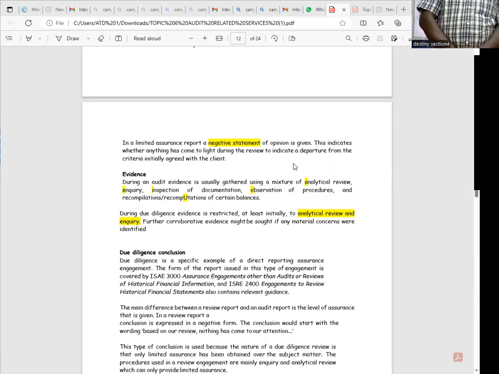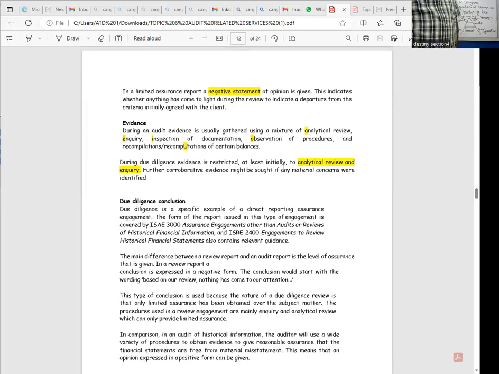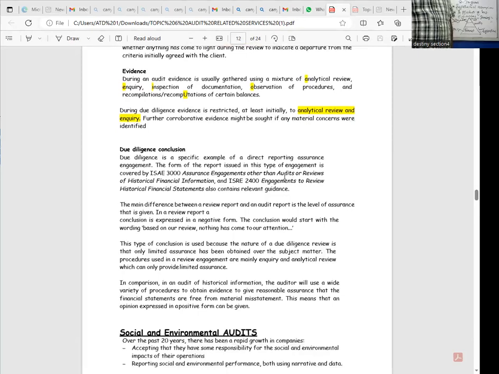The next is evidence: during an audit, evidence is usually gathered using a mixture of analytical review, inquiry, inspection of documentation, observation of procedures, and recomputation of certain balances. During due diligence, evidence is restricted, at least initially, to analytical review and inquiry. Further corroborative evidence might be sought if any material concerns were identified.